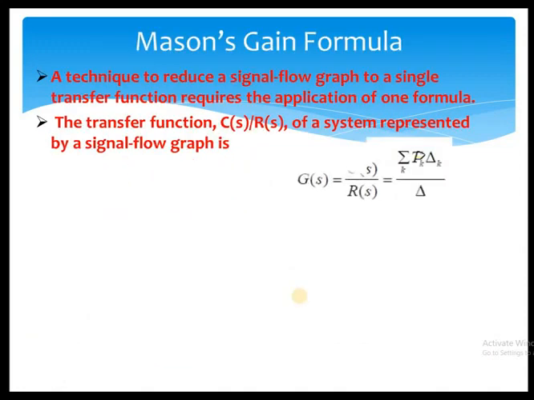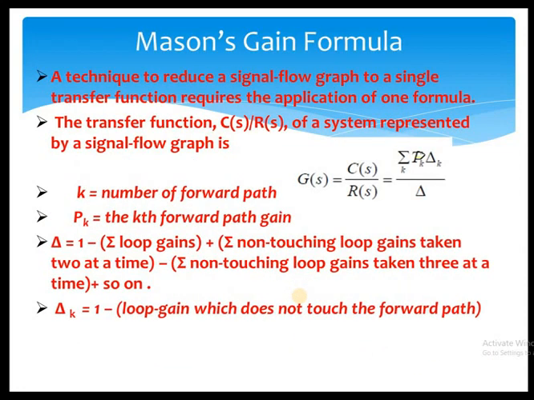Another important concept in SFG is Mason's gain formula. This formula is very, very important and you should understand each and every term. Mason's gain formula is applicable only to find the transfer function of the given system, whether it is in block diagram or represented in SFG format. The formula is: G(s), the transfer function, which is C(s) by R(s), is equal to the summation over k of Pk into delta k, divided by delta. Here k is the number of forward paths, and there is a denominator delta also.